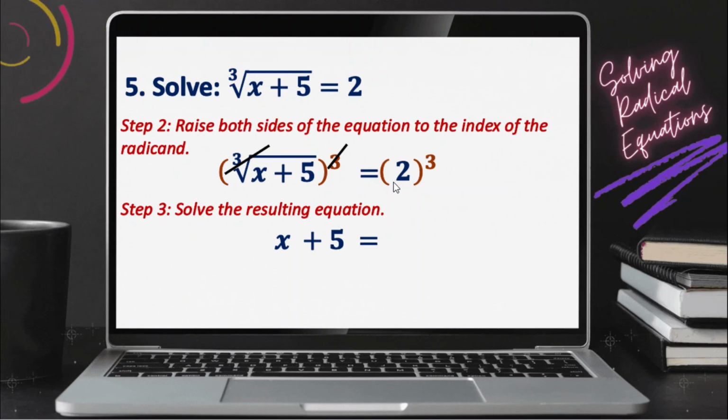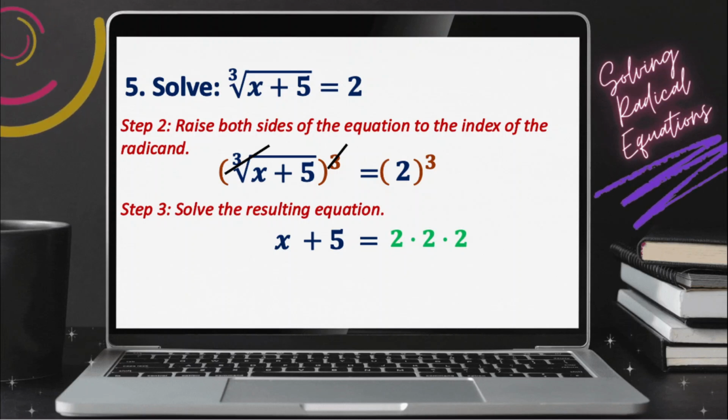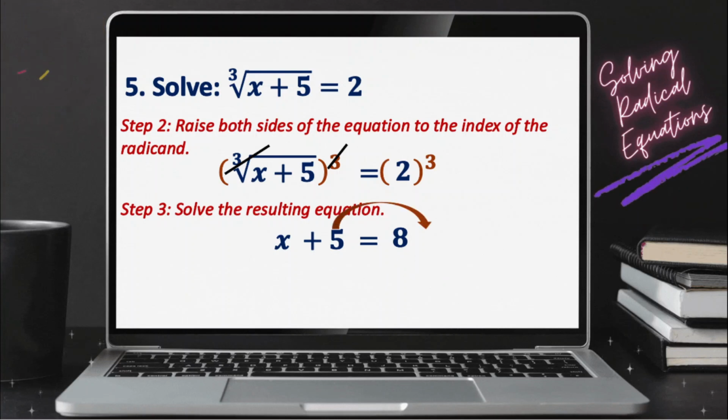Dito naman, 2 cube means 2 times 2 times 2. So, 2 times 2, 4 times 2 is 8. So, therefore, meron tayong 8 dito. So, x plus 5 is equal to 8. Transpose natin si 5 sa right side of the equation. So, magkakaroon tayo ng x is equal to 8 minus 5.